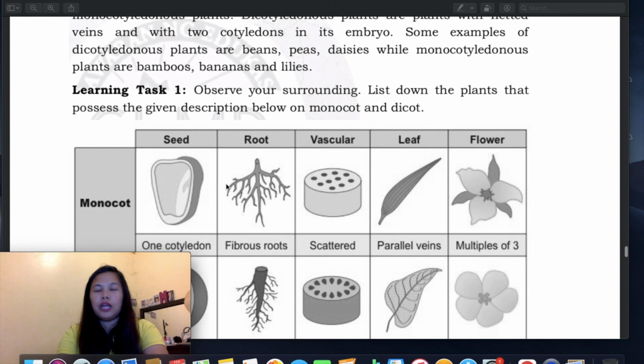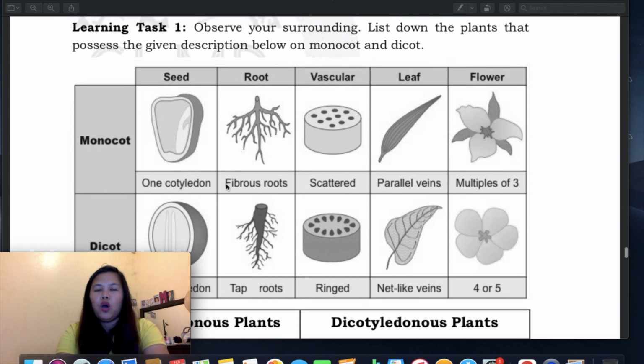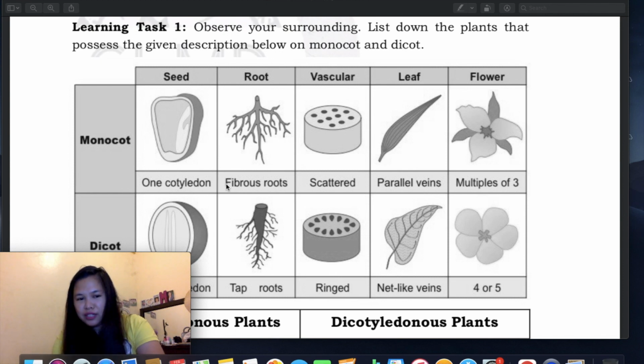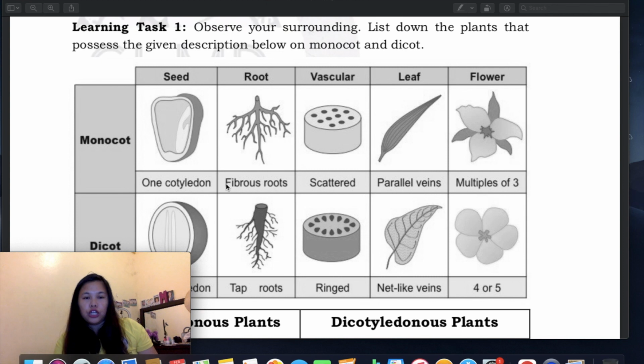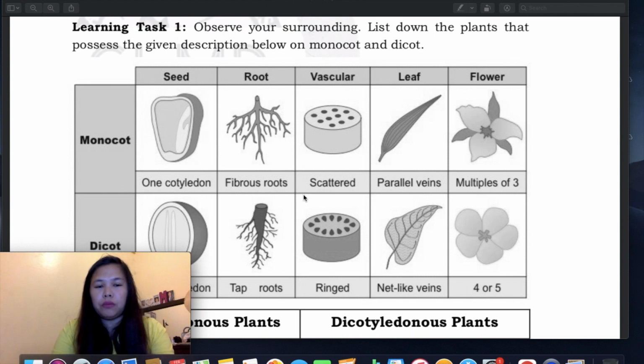So, in our learning task 1, observe your surrounding. Sa surrounding na. Okay, labas-labas naman kayo mamaya, no? After this manood. At i-observe nyo lang yung mga plants, kung ano yung mga plants na nakikita nyo. So, list down the plants that possess the given description below on monocot and dicot. So these are the characteristics or the physical appearance of the monocot and dicot.